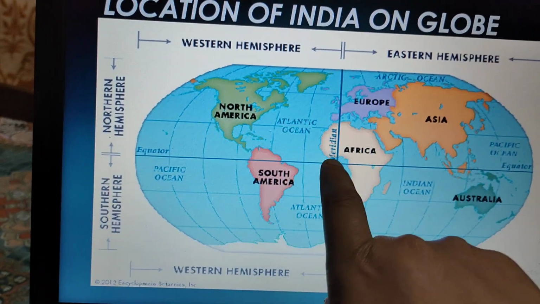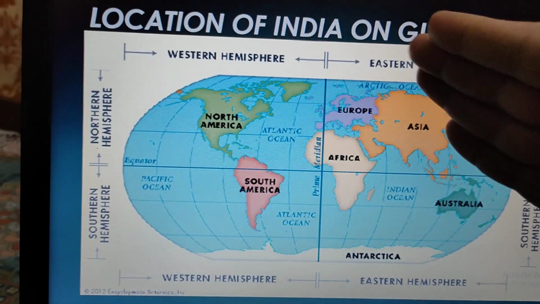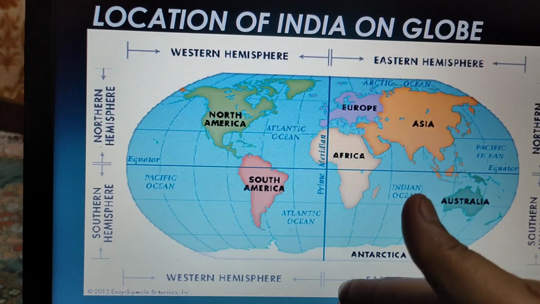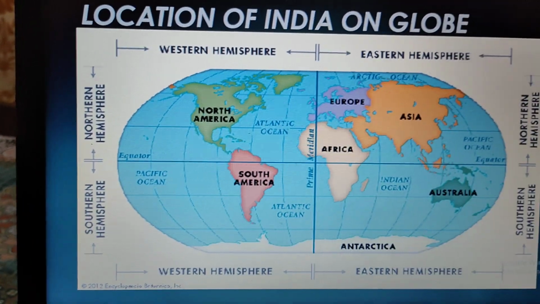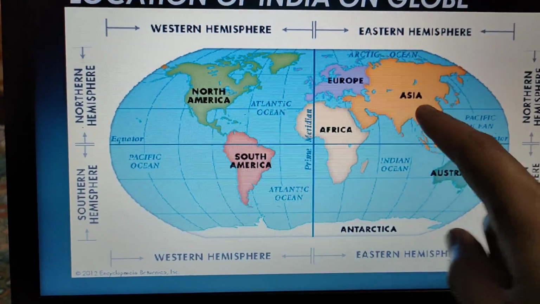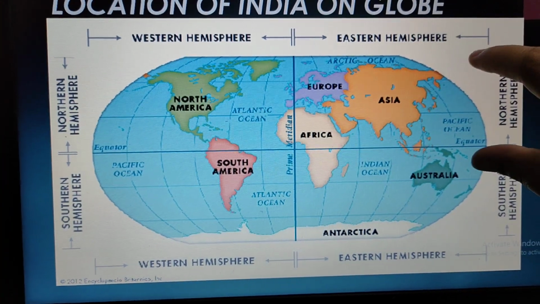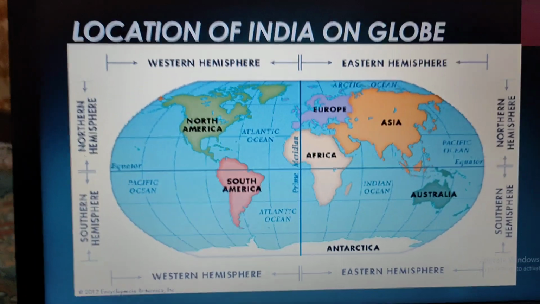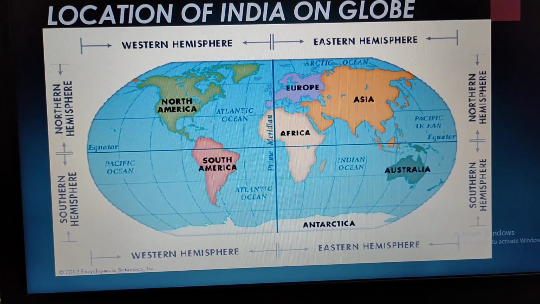So very clear, equator is a latitude, and equator is a latitude at 0 degree and your prime meridian is a longitude at 0 degree. If you see the division, your India is here. So it's very clear that your India is lying in the northern hemisphere. So this is the location of India on the globe in the northern hemisphere.